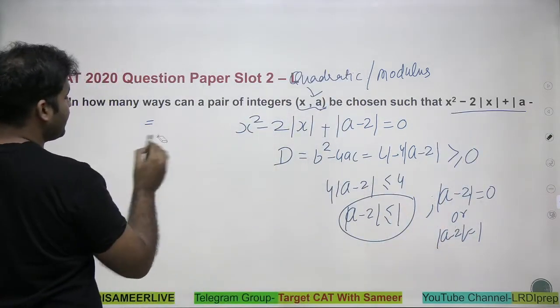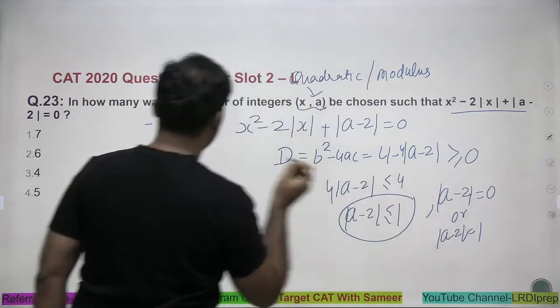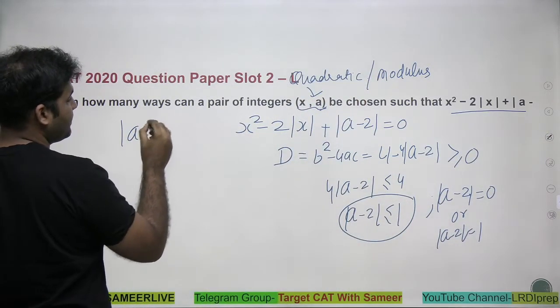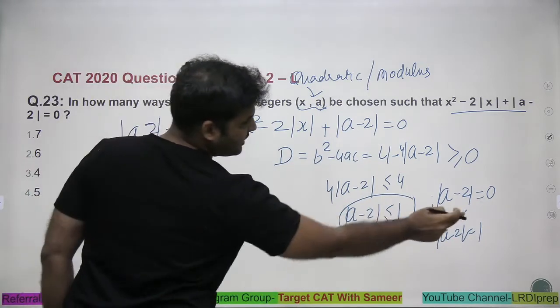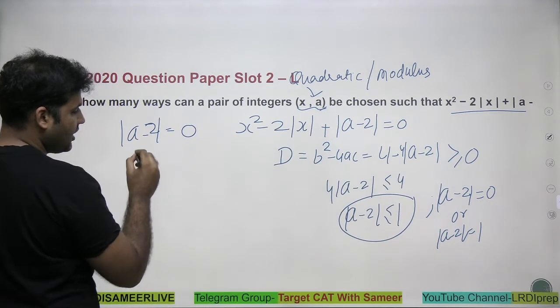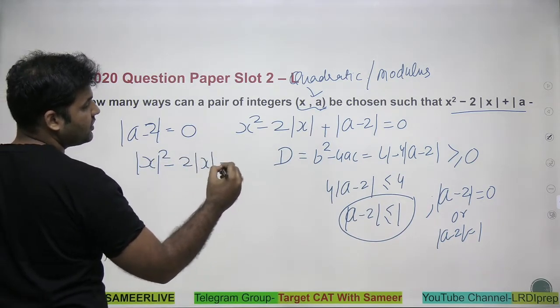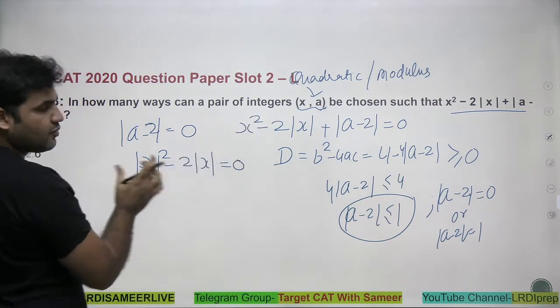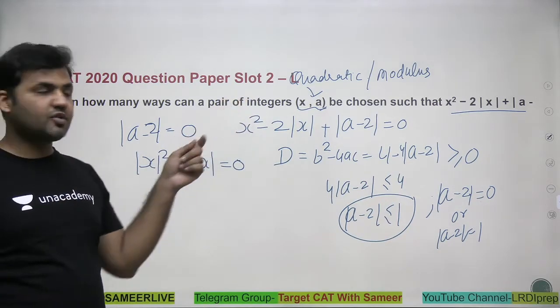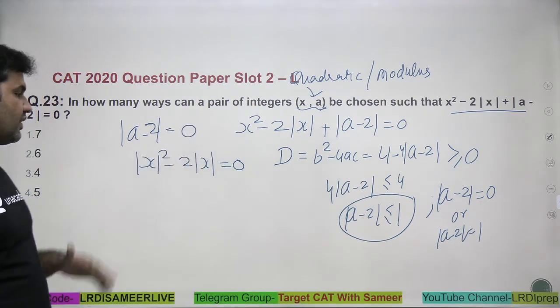If I take the first case, mod of a minus 2 is equal to 1. Let's take the first case of 0. In this case, can I write down this quadratic equation of mod of x square minus 2 times mod of x is equal to 0? I'm writing x square as mod of x square because x square is definitely positive, so you can also write down x square as mod of x square.